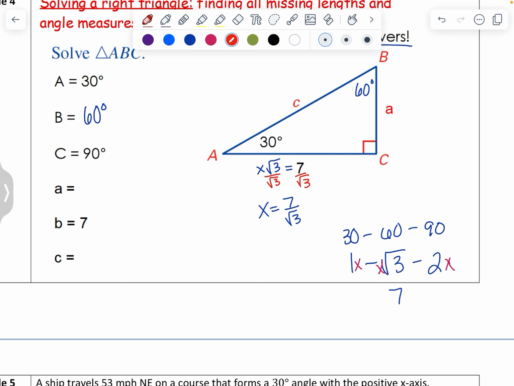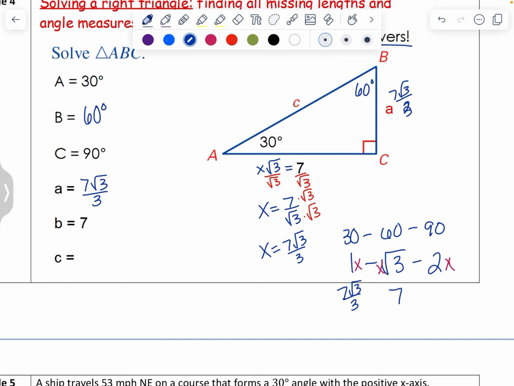That could give you a decimal answer. As an exact answer, you're going to want to rationalize that. So you're going to leave it as 7 square roots of 3 over 3. So that's going to be your short leg, which is our A value. And then, so this is 7 square roots of 3 over 3. And then our hypotenuse is going to be double that.